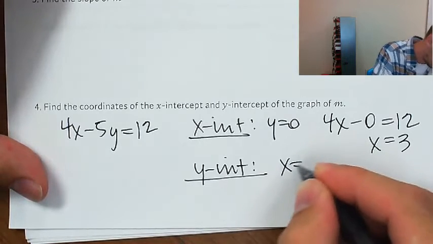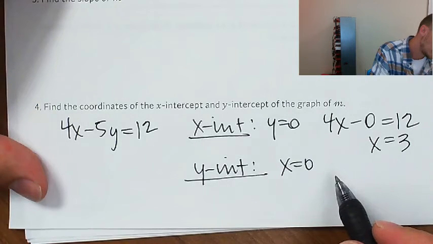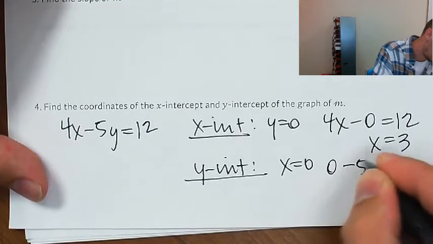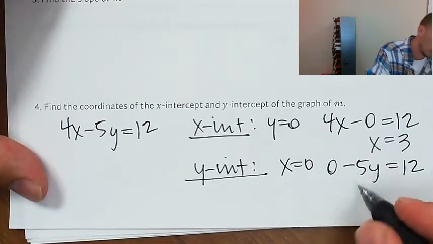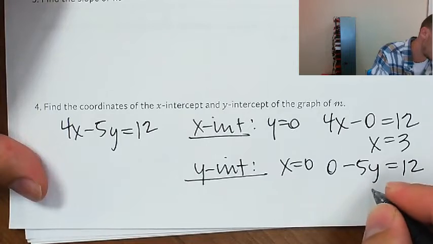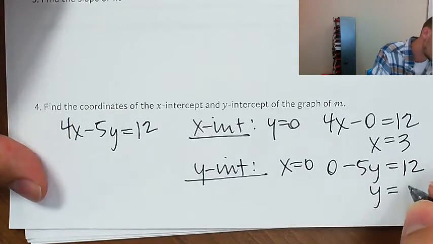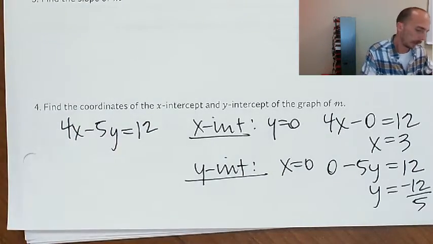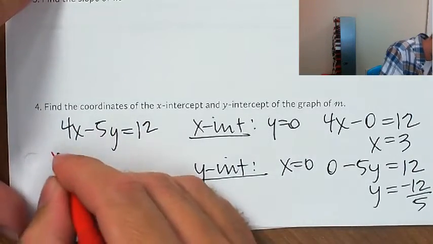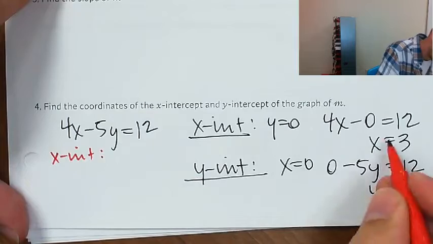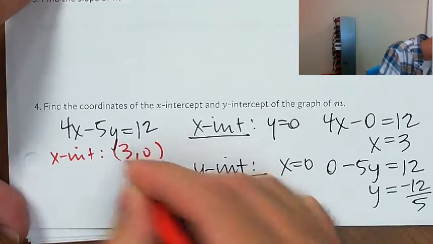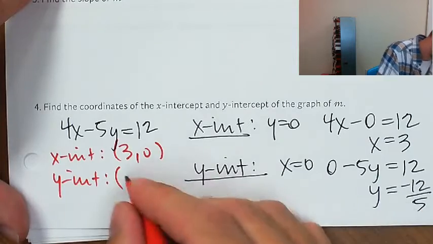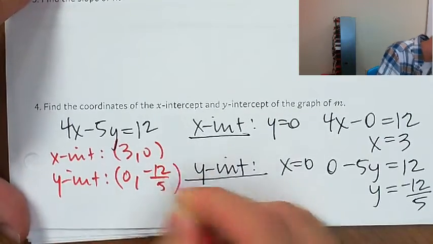Y-intercept, that's where x equals 0. So that'll be where 4 times 0 minus 5y equals 12. And then -5y equals 12. I got to divide by that -5. So y equals -12/5. And, right, because they asked for coordinates, I'm going to say that x-intercept is going to be x equals 3, y equals 0. And then the y-intercept is going to be x equals 0 and y equals -12/5.